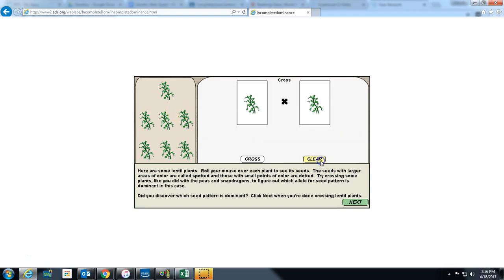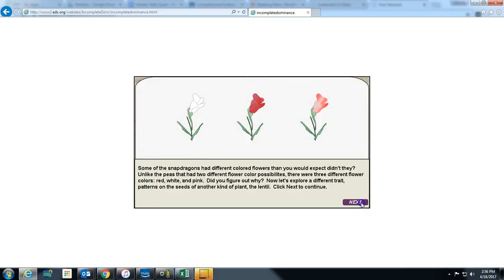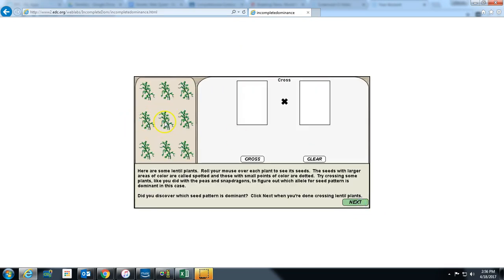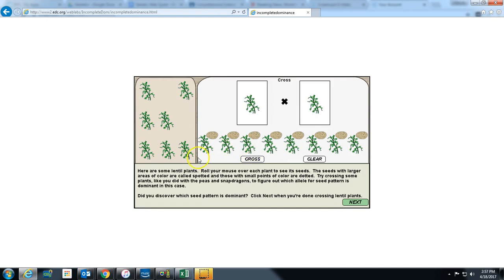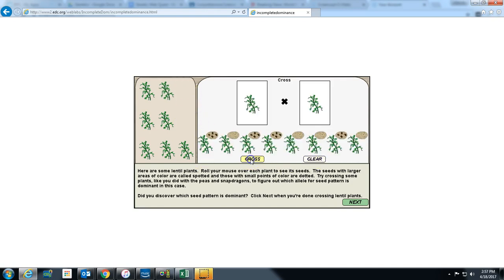Let's see what happens when I do, nope, it's going to make me refresh. Let's see what happens when I do just, okay, when I just do the dotted, I get all just dotted. But what happens when I do the mixed and the dotted? I get some that are mixed and some that are dotted, but none that are the big spotted. Okay, do we have one that's dominant? If so, which one do you think it is?